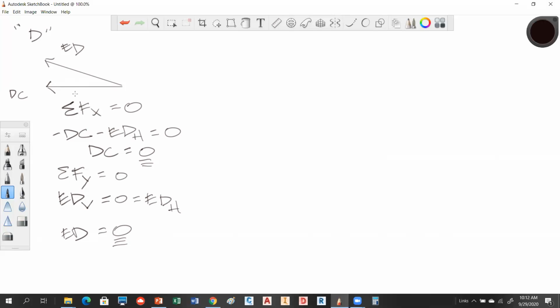But if you look at C, you could probably tell me by inspection what's going on there. What do you think about C? If CD is a 0, what's that say about CB? Well, let's draw it. I'm going to go to joint C. Okay, I'm going to start out here.